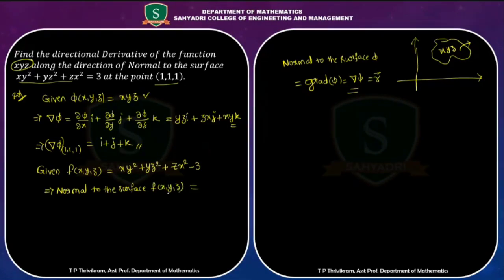So what is the normal to the surface? This is del f. Okay. So del f I am taking it as some vector A. So now only I am denoting it as a vector, which gives the value as del f. Okay, this gives the vector direction of the surface. Okay, where A gives the normal vector to the surface.